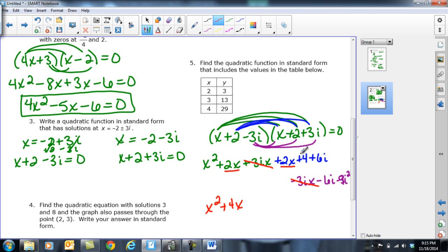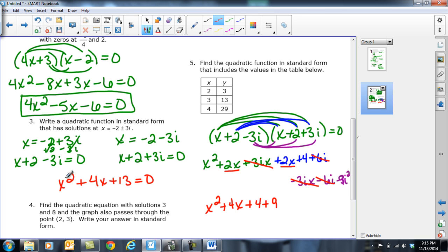Then I have this plus 4. I have nothing to add to it, so I'm going to put plus 4. And then I have 6i and negative 6i. Those will cancel because they're opposites. And then I have negative 9i squared. Well, if you remember, the i squared changes my sign, so this becomes plus 9. So I can combine those. So my quadratic that gave me this complex solution is x squared plus 4x plus 13.